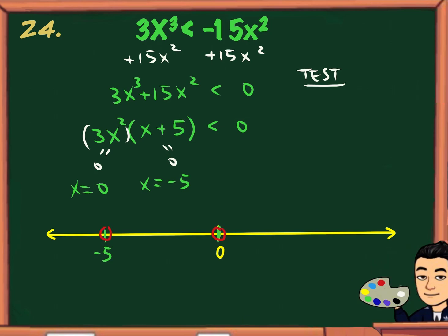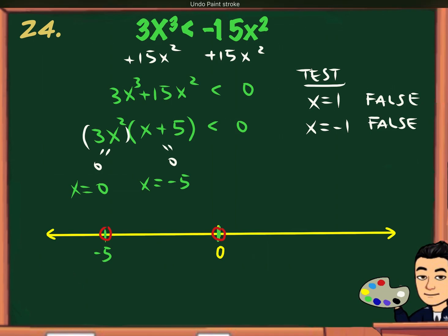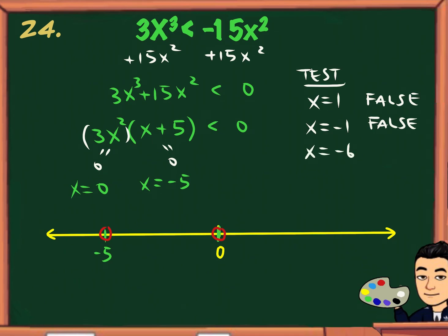Okay, so let's do the test. I'm going to test out anything above 0, so I can just use x equals 1. If you plug it in, you're going to find out that nope, this is not true, so I'm going to put false. Next, I want to put something between negative 5 and 0. So what if x equals negative 1? Do your math, and you're going to see that it's false. Try less than negative 5. I'm going to put x equals negative 6, and you do your math. You guys are going to find out that yes, this is going to be true.